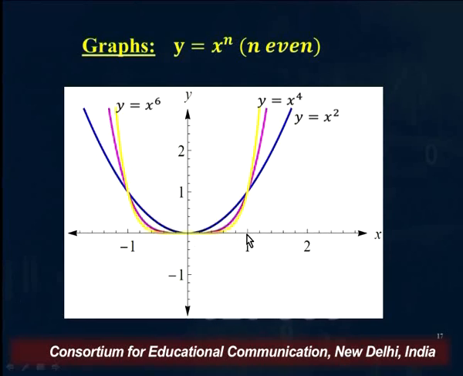This is what I was just illustrating. If x is, let's say, 0.1, then 0.1 squared would be a higher number as compared to 0.1 to the power 4. So everywhere in the interval minus 1 to 1, the graph of y equal to x to the power 4 will lie below the blue curve, which is the graph of y equal to x squared.